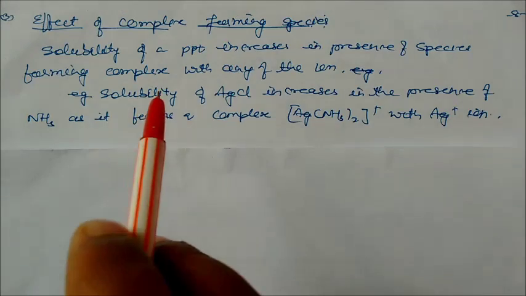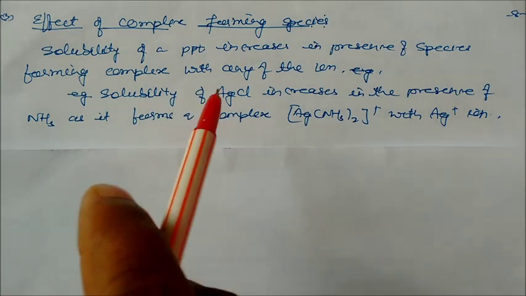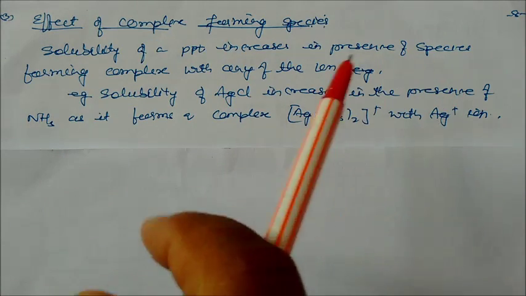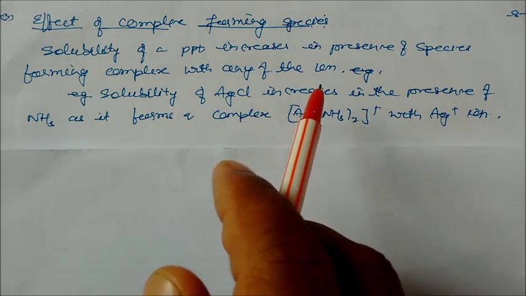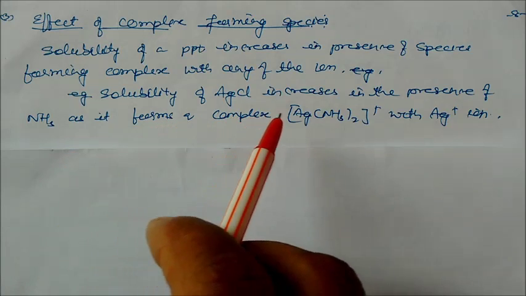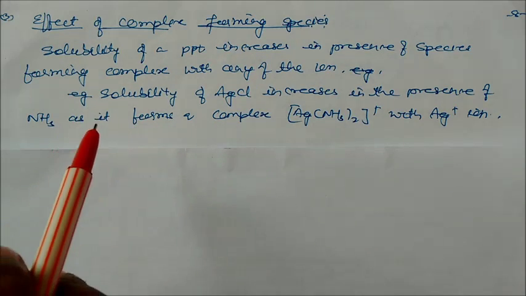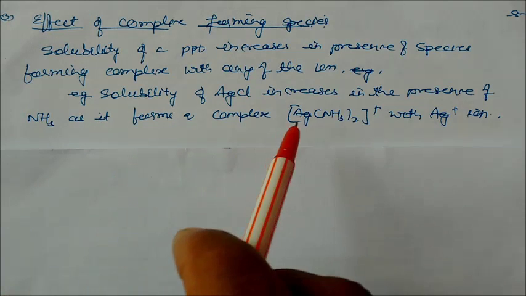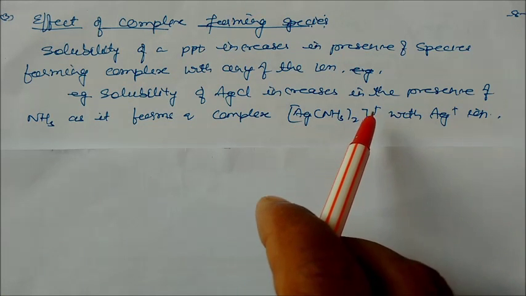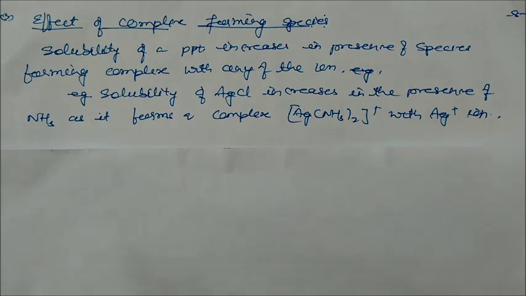Complex forming species: the solubility of a precipitate increases in the presence of species forming a complex with any of the ions. Example: the solubility of silver chloride increases in the presence of ammonia as it forms a complex. So this is the third factor which affects the solubility. It becomes silver ammonia complex ion with the silver ions. So these are the three factors which affect the solubility.